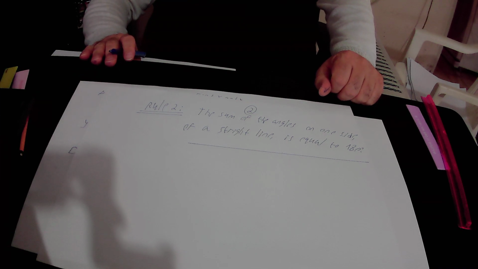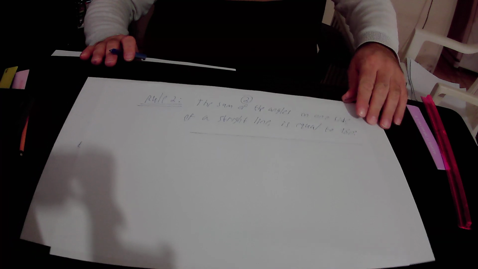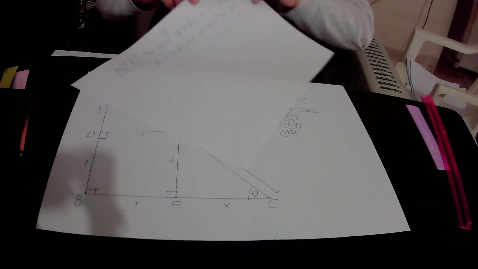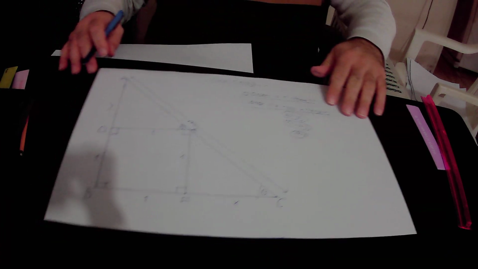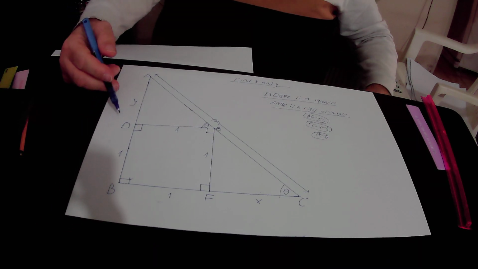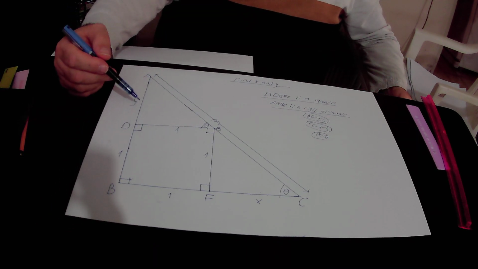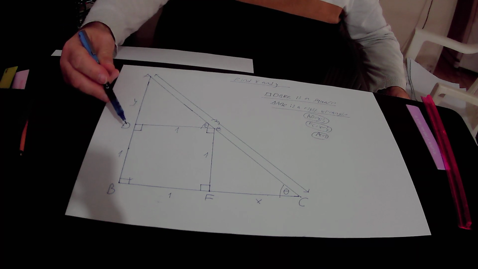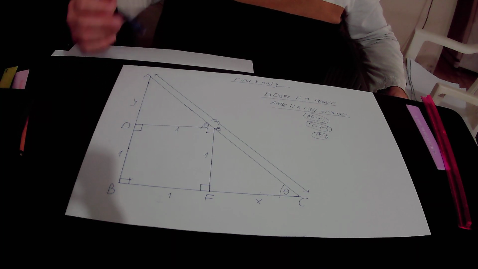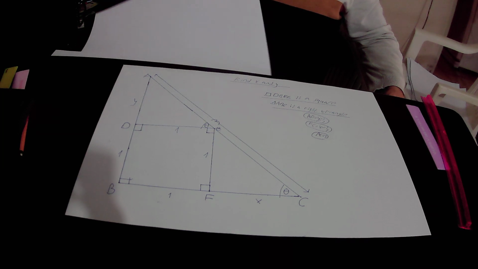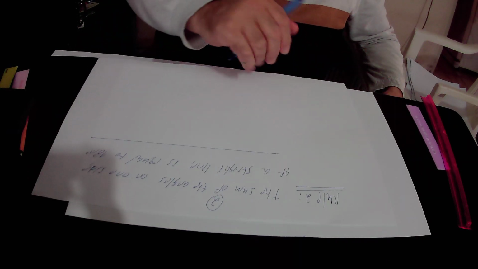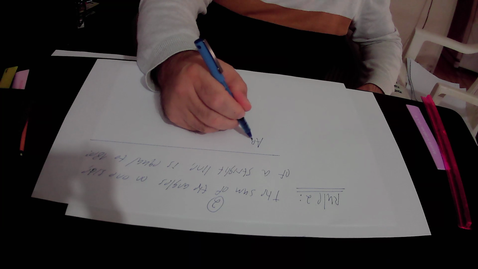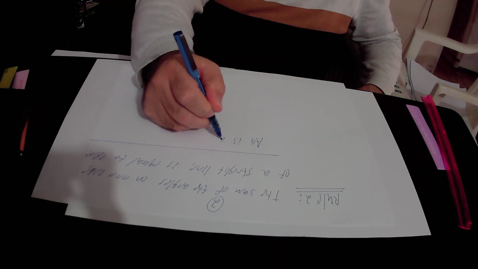I repeat again, rule number 2. According to rule number 2, the sum of the angles on one side of a straight line is equal to 180 degrees. So here we know that AB is one side of the right triangle ABC, therefore it is absolutely a straight line. AB as a side of a triangle is a straight line.